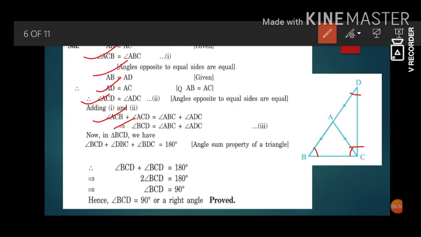Now we will consider the big triangle ADC. In this big triangle ADC, we know that the sum of all the angles of a triangle is 180 degrees. That is the angle sum property. So angle BCD plus DBC plus BDC is equal to 180 degrees.